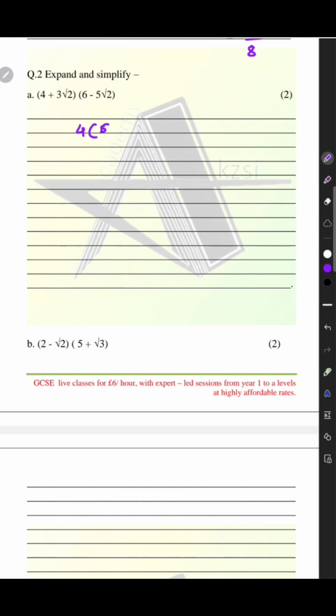So 4 will be multiplied with 6 minus 5 root 2, and plus 3 root 2 will be multiplied with every term of the second bracket. And now we can simplify, which will give me 24 minus 20 root 2 plus 18 root 2 minus 15 times 2, 30. This can be simplified as minus 2 root 2 minus 6. Or you can just take out negative 6, or negative 1, as common.